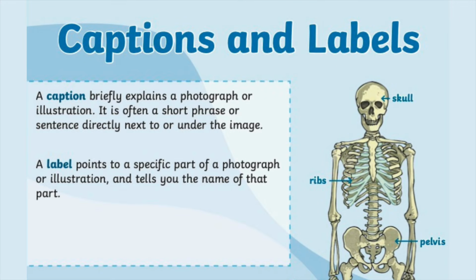A nonfiction text also has captions and labels. A caption briefly explains a photograph or illustration. It is often a short phrase or sentence directly next to or under the image. A label points to a specific part of a photograph or illustration and tells you the name of that part.